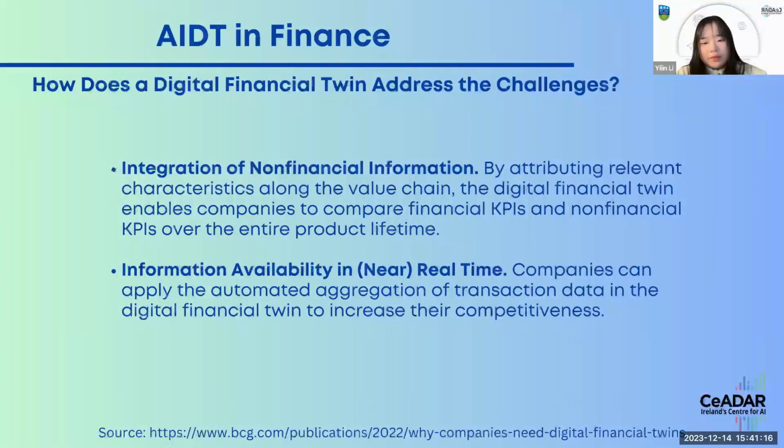It also enables effective reporting to external stakeholders. Then there is information availability in near real time. Companies can apply automatic aggregation of transaction data into the digital financial twin to increase competence. For example, information aggregated at the early stage of the product, service, or customer lifecycle enables rapid operational and strategic decision making and any necessary course corrections.